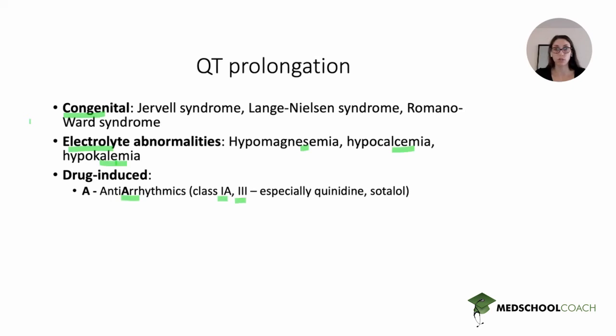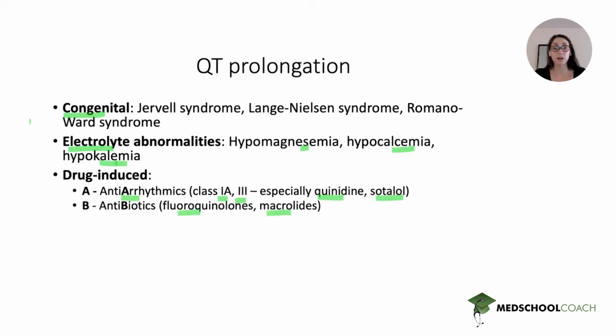If you don't remember which ones fall into that category, I do think it's helpful to at least know what the names are of the medications that fall into this category. The ones that are most commonly associated with QT prolongation are quinidine and sotalol, although amiodarone can too, and other antiarrhythmics in class 1A and 3 can too. So refresh your memory of these if you don't remember them. The B stands for antibiotics, and the most likely culprits are going to be fluoroquinolones as well as macrolides.